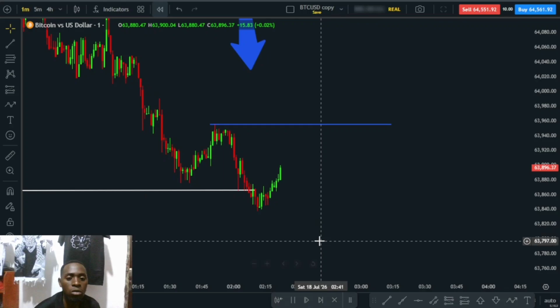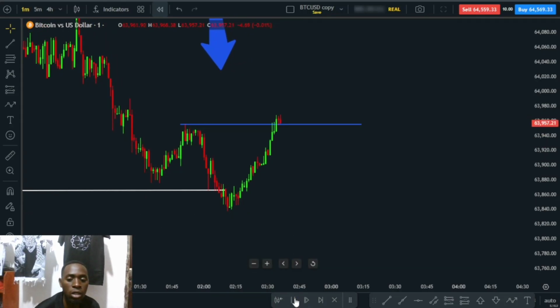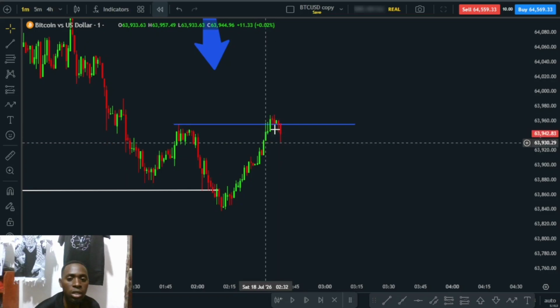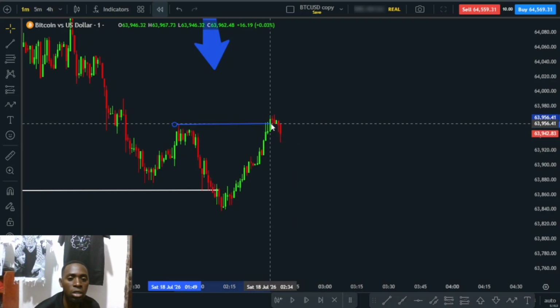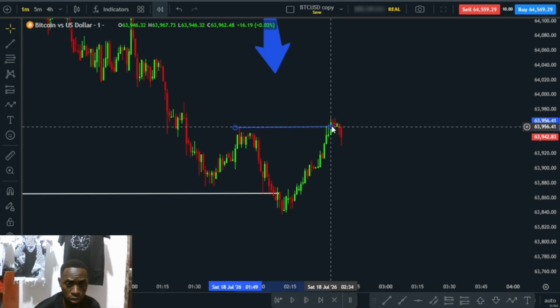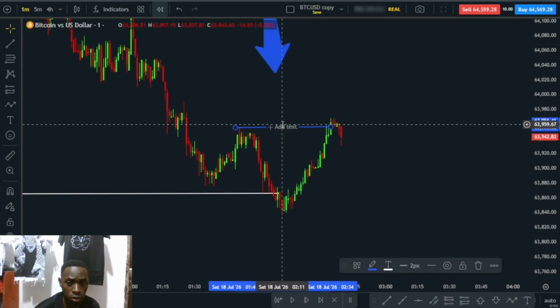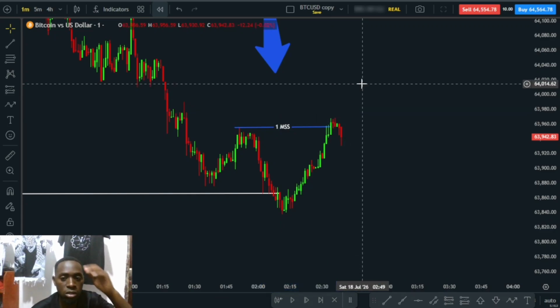Okay, so the market moves like that, and boom, we get our 1 minute market structure shift after the break of that lower high right there. Okay, and I'll mark it as a 1 MSS right there.